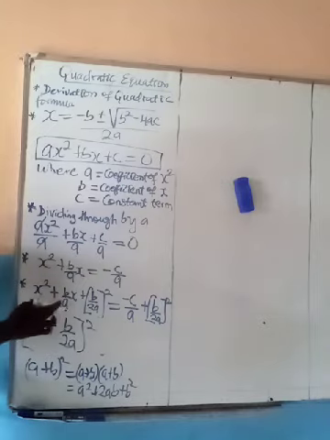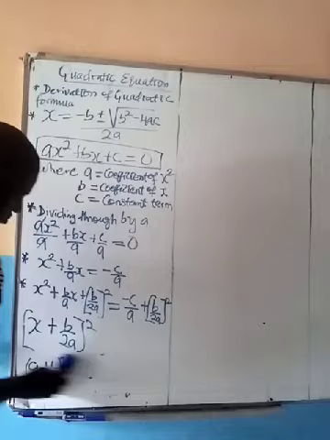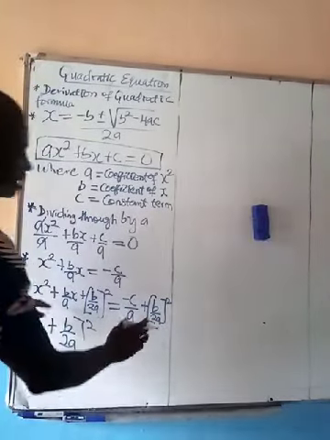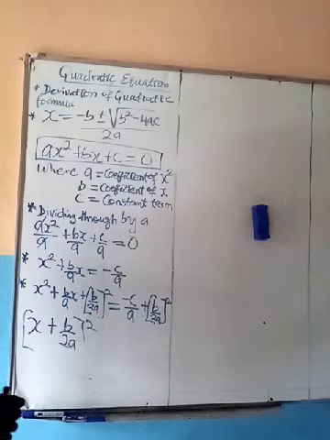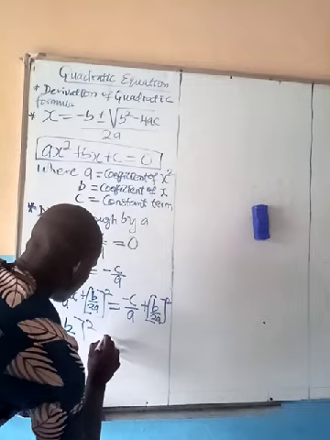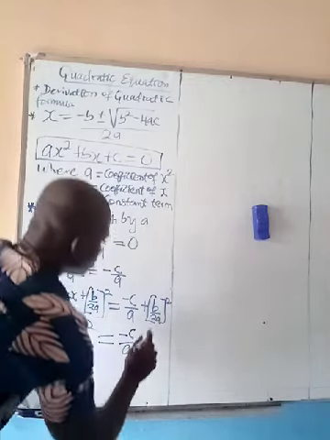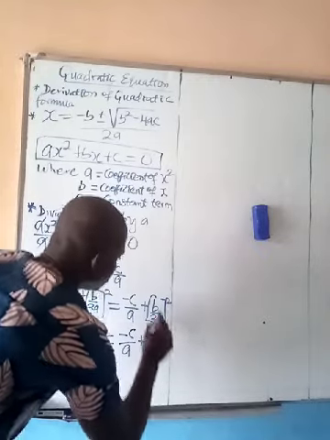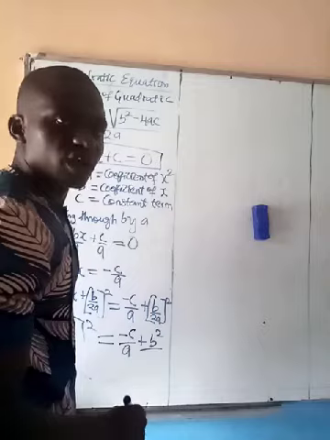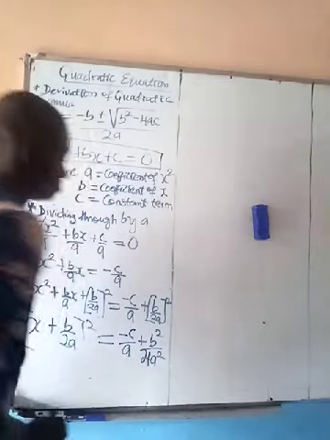We have to take x and this, then square both sides. Now, in the right hand side, we have simplified the left hand side. Let's simplify the right hand side also. We have that is equal to minus c over a plus b squared. B raised to the power 2 is b squared. Then 2a raised to the power 2, we'll be having 4a squared.